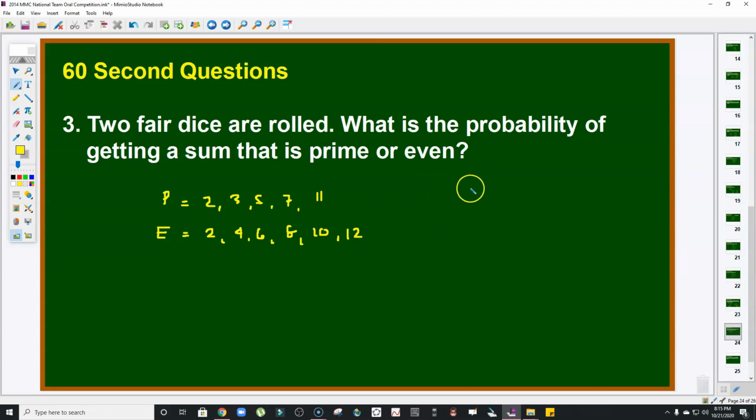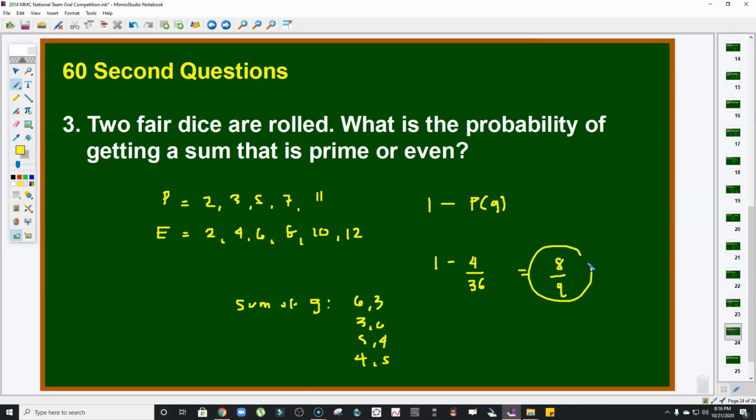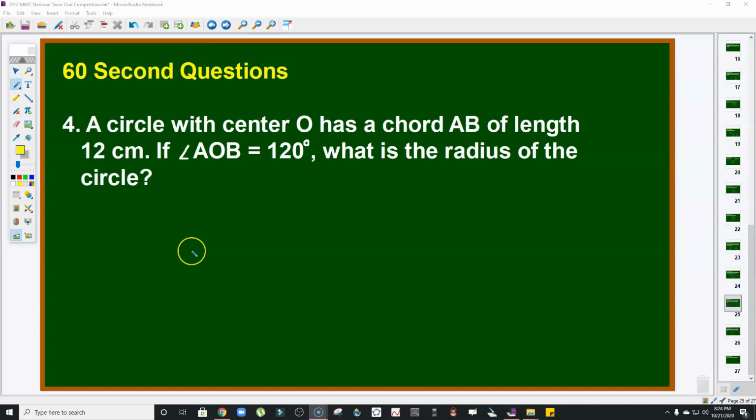Tama? So take note, the easiest way to do this is that we simply subtract the probability of getting 9 from 1. So ano ba yung pairs that will give you 9? Probability of sum of 9. So yung 9 is 6,3; 3,6; 5,4; 4,5. So, therefore, we simply subtract 4 over 36 or 1 over 9. Tama? So 1 minus 1 over 9 is simply 8 over 9. See that?